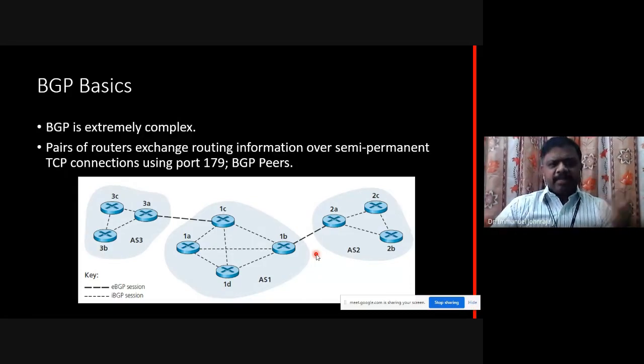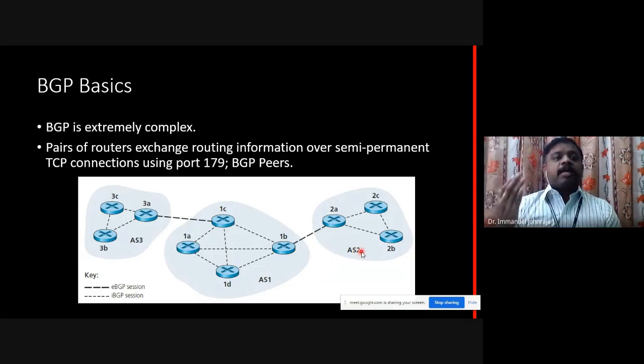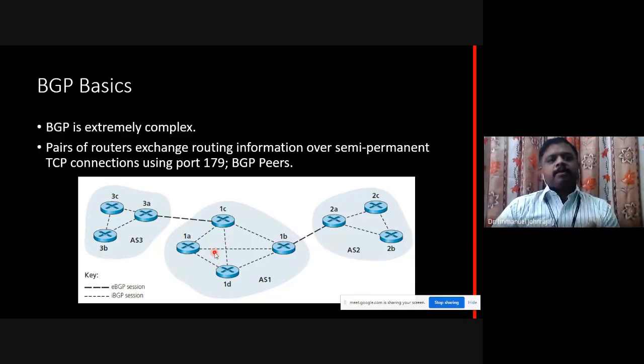So keeping that in mind, assume this autonomous system has 100 networks. If all the 100 networks are pushed, you should understand how much information the 1B router has to receive, and that has to be redistributed across the routers within the autonomous system. That is really going to burden the routers in the autonomous system, right?